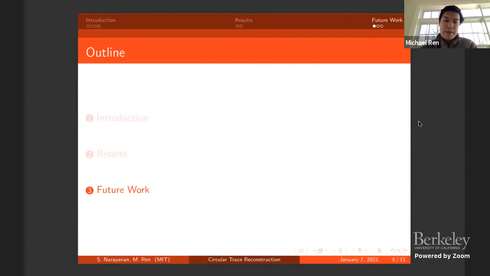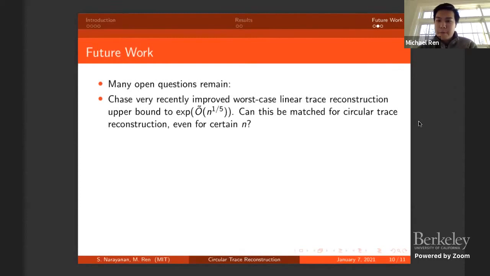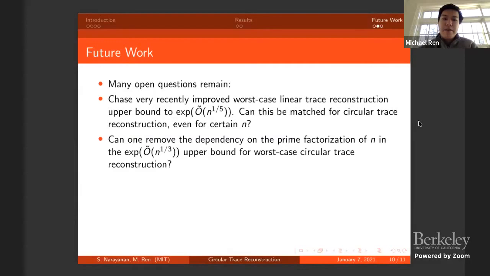This work was completed before Chase released his result about e to the 5th root of n. So the question is, can we match this even for say n prime? And regarding that, there's a question of if we can remove the dependency on the prime factorization of n in our upper bound, and also whether we can match linear strings and get a subpolynomial for the average case.